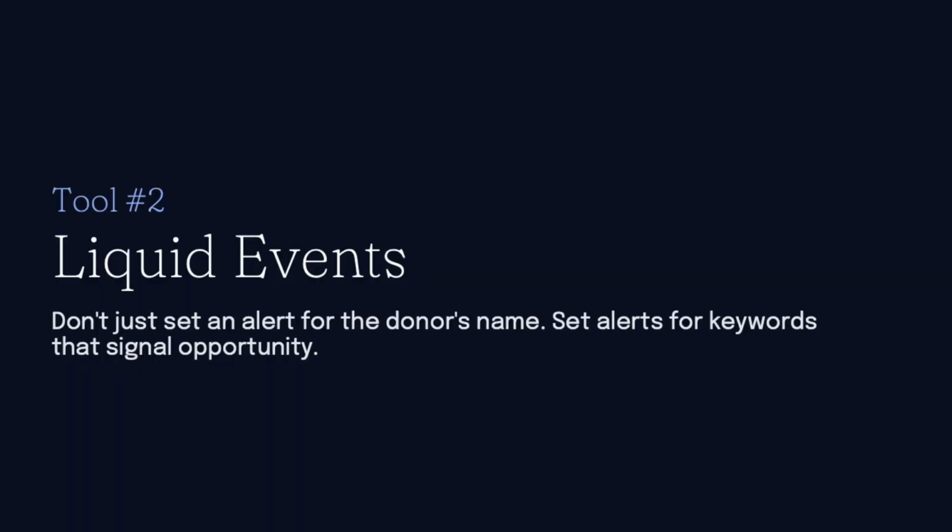Tool number 2 focuses on liquid events. You can now use AI agents to track local business news if a local CEO sells their company or a tech firm in your city goes public. This tool alerts you immediately. Why? Because that is when wealth becomes liquidity. The best time to ask for a major gift is 30 days after a donor has had a major life win. This tool makes sure you never miss that window.